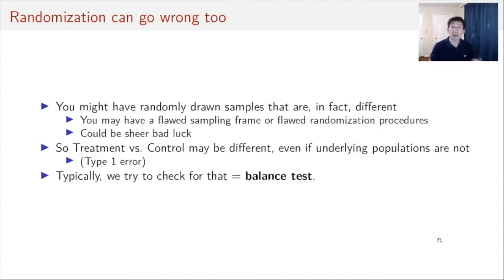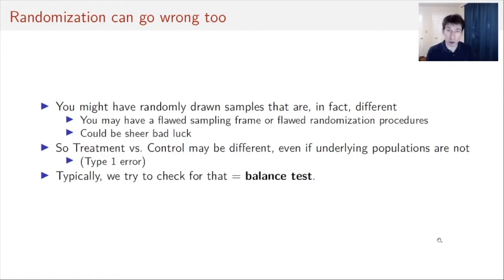So before we go into the non-random solutions, let us talk a little bit more about randomization and talk about how you test for whether your randomization worked the way you were hoping for it to work. So randomization can go wrong too, right? Imagine you might have drawn samples at random, but they actually are in fact different. For instance, you may have a flawed or a bad sampling frame to begin with, or your randomization procedures might not be of very good quality, and you might have actually done some bad randomization. Or you could just have sheer bad luck.